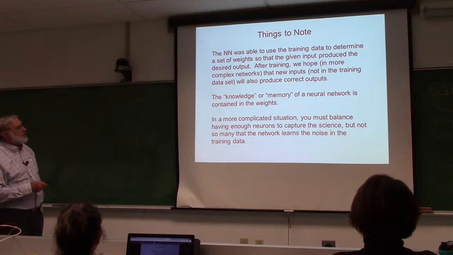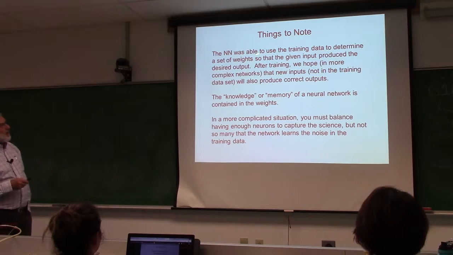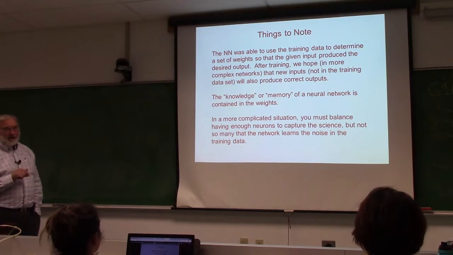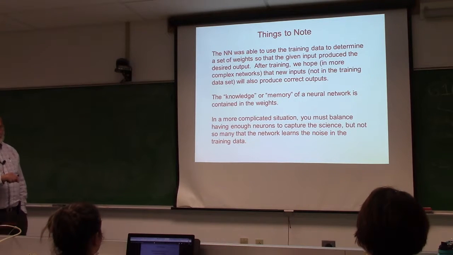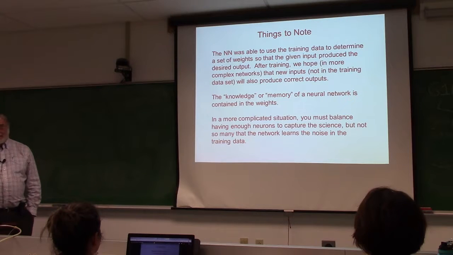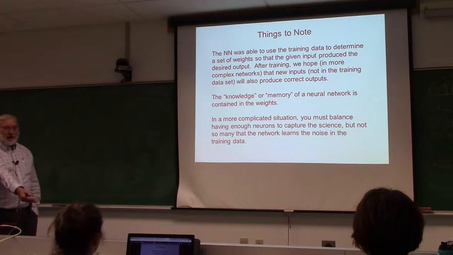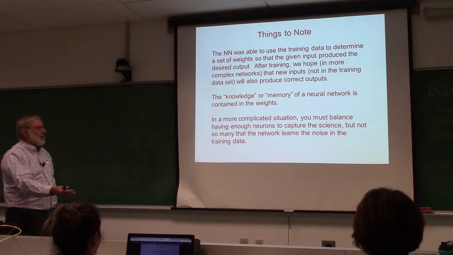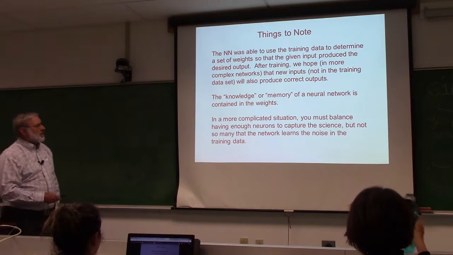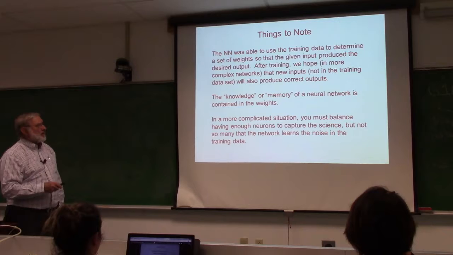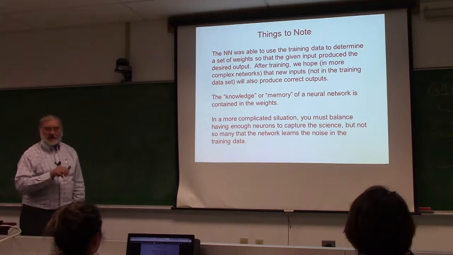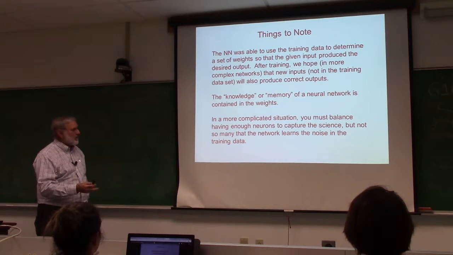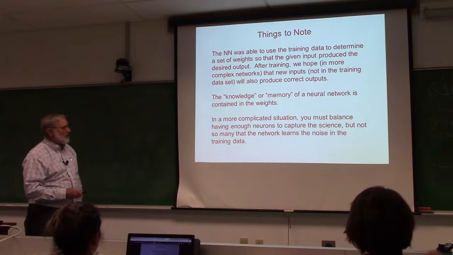Okay, so things to note here. The neural network was able to use the training data to determine a set of weights so that a given input produced the desired output. After training, we take those weights and put in new inputs and get a new output, which we hope is correct, but we don't know, because that wasn't in the training set. And so the knowledge or the memory of the neural network is contained in the weights. That's very central to the whole idea.